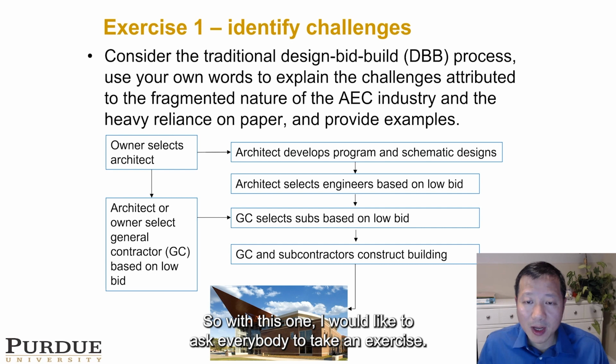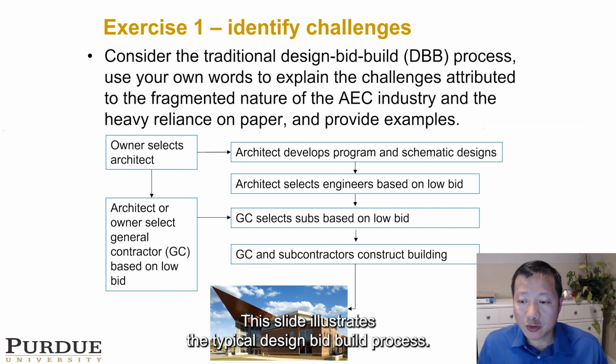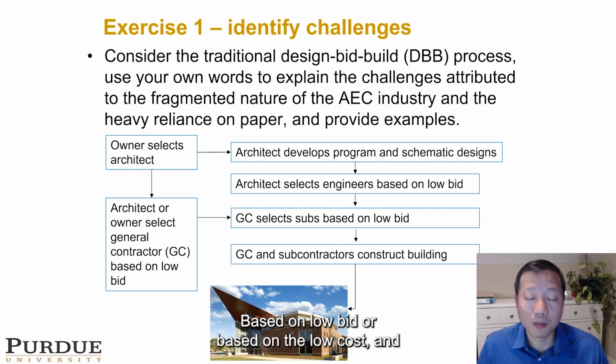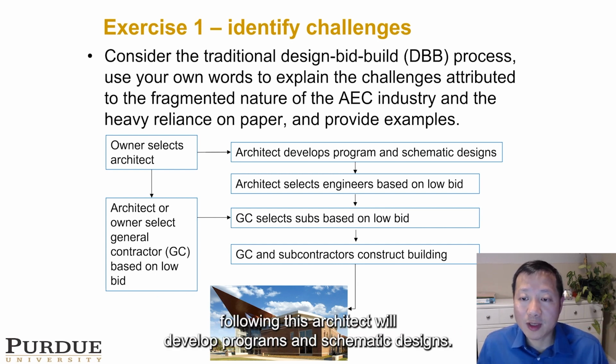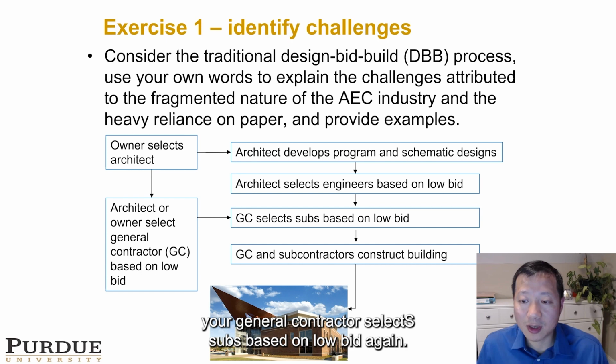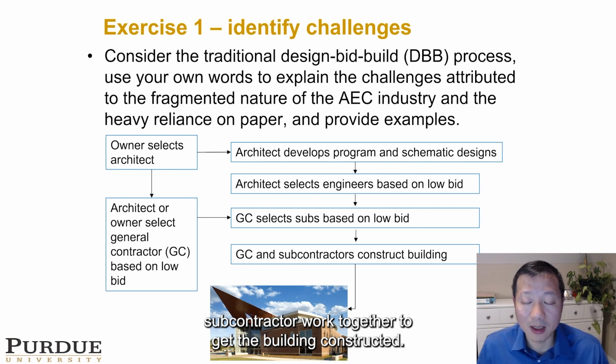So with this, I would like to ask everybody to do an exercise. This slide illustrates the typical design-bid-build process. In this process, it starts with the owner selecting the architect or general contractor based on low bid or low cost. Following this, your architect will develop programs and schematic designs, and select engineers based on low bid again to design the structural part. Your general contractor selects subs based on low bid again. And finally, the general contractor and subcontractors work together to get the building constructed.